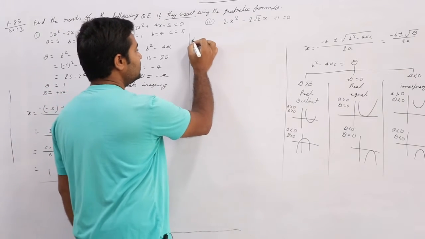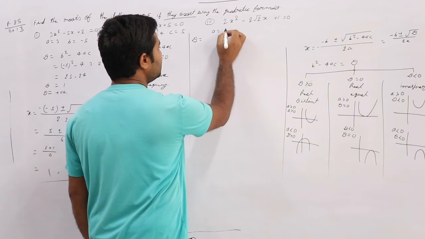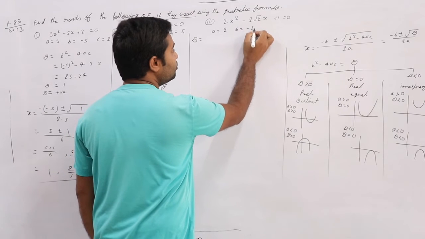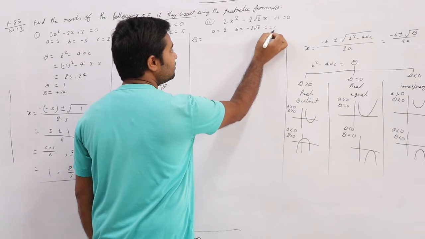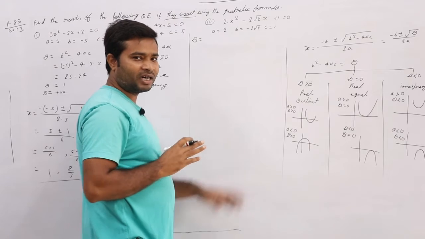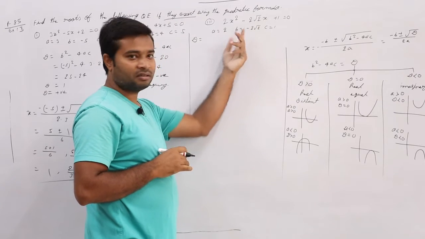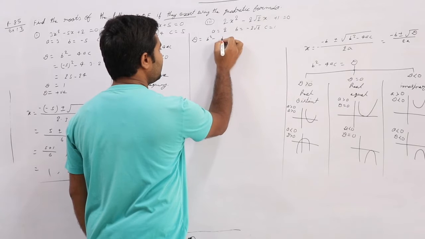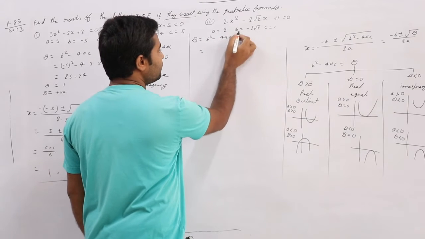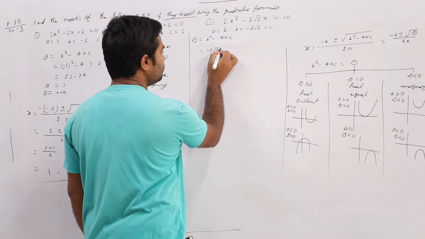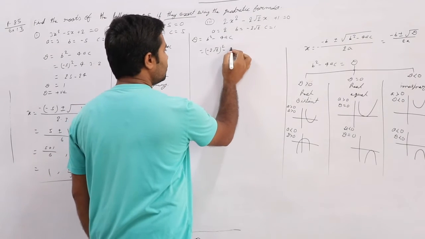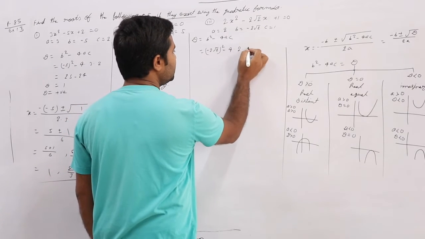Here find first: a is equal to 2, b is equal to minus 2 root 2, and c is equal to 1. Whatever is written, just write the coefficient. Next, find D. D is equal to b square minus 4ac. So b square is minus 2 root 2 square, minus 4 into a is 2, c is 1.